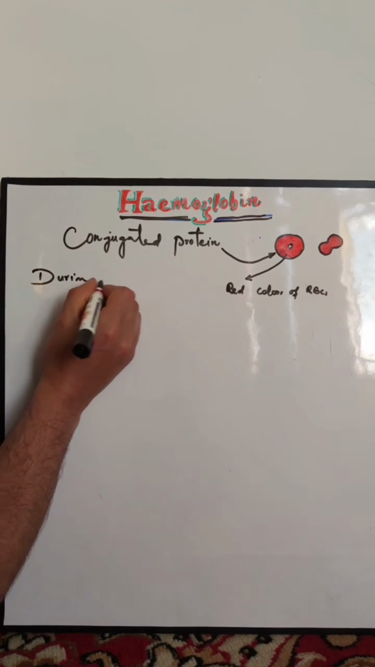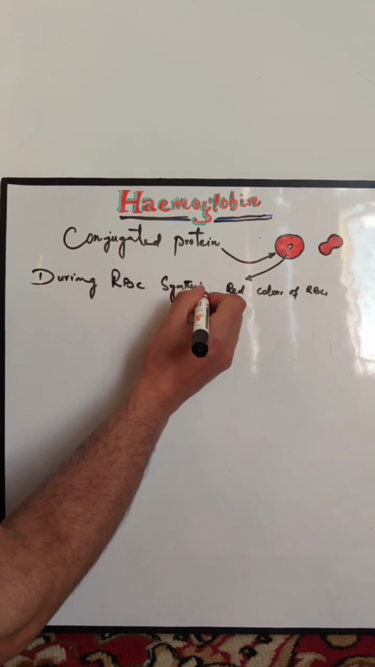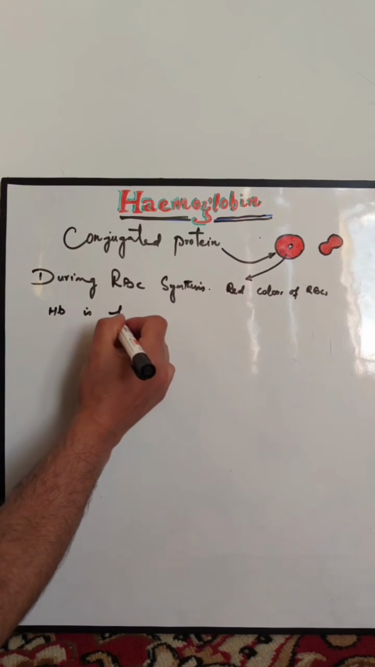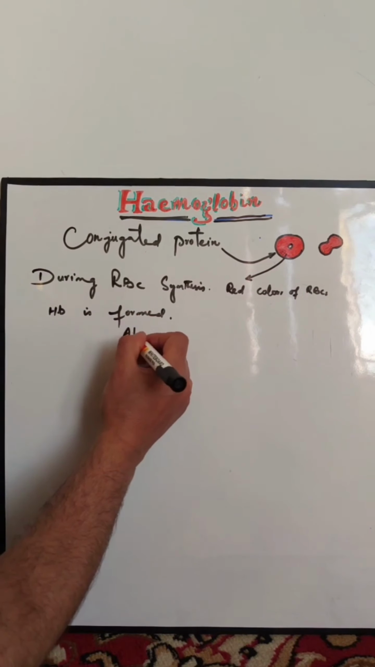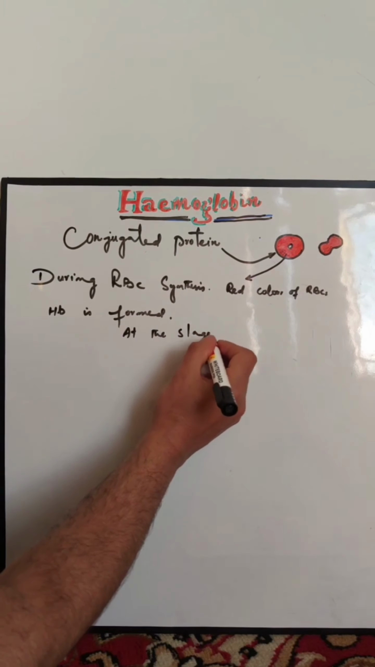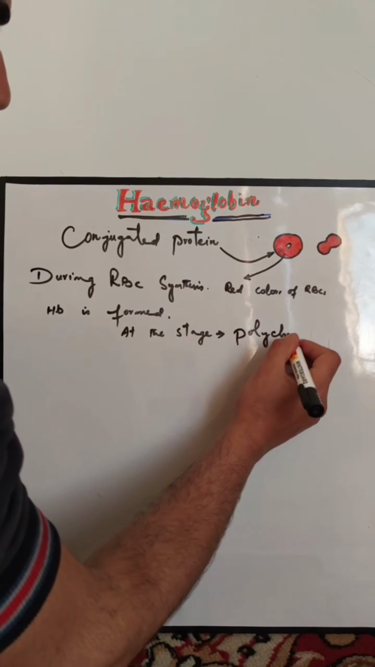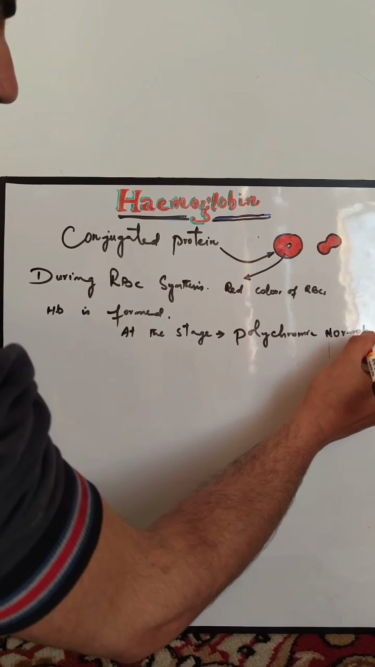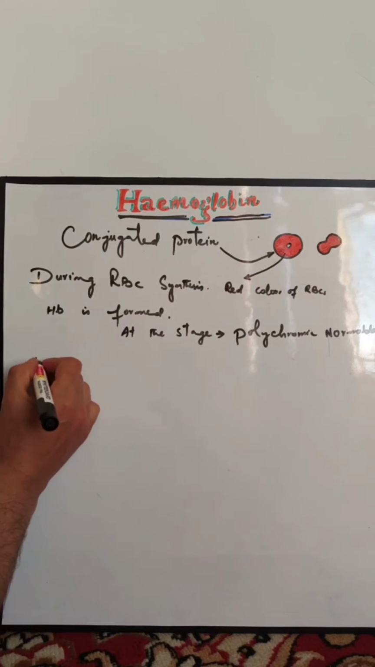Hemoglobin is formed during RBC synthesis, at the stage of polychromic normoblast, during erythropoiesis in the bone marrow. Now let's move to the formation of hemoglobin.